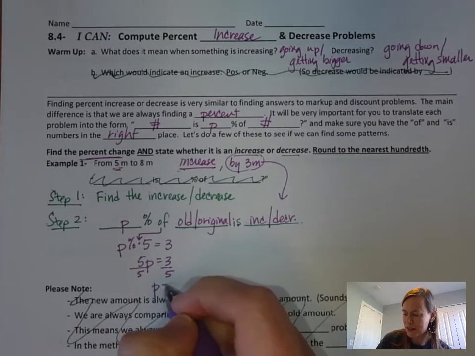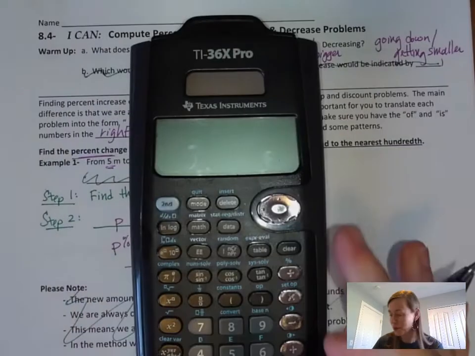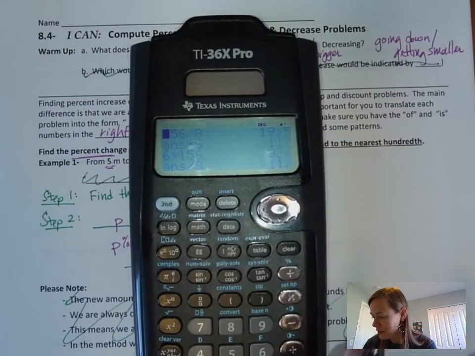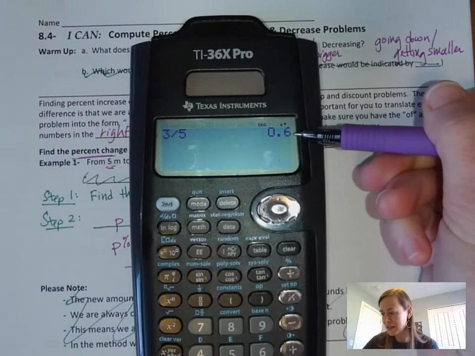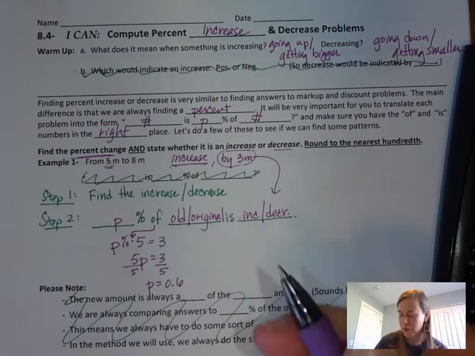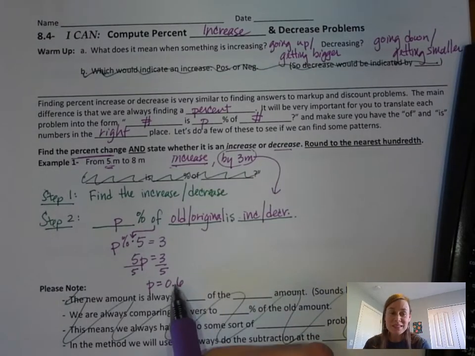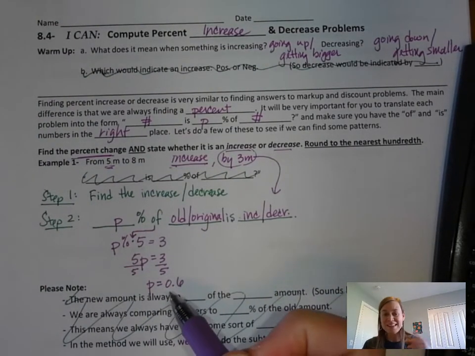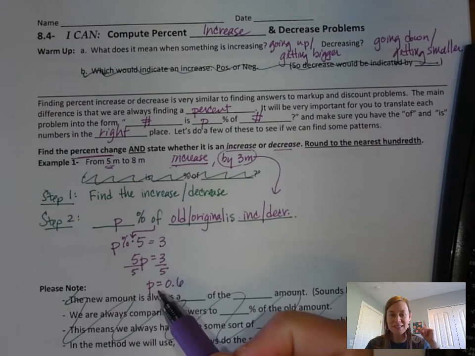And for our final answer, we're going to get P equals, feel free to grab your calculators, and we're going to do 3 divided by 5, and that's going to give us 0.6. And that's exactly what I'm going to write, 0.6. Now, one of the reasons I like to use P as the variable is that it reminds me at the end of the problem, hey, this is supposed to be a percent, and I need to move that decimal point.